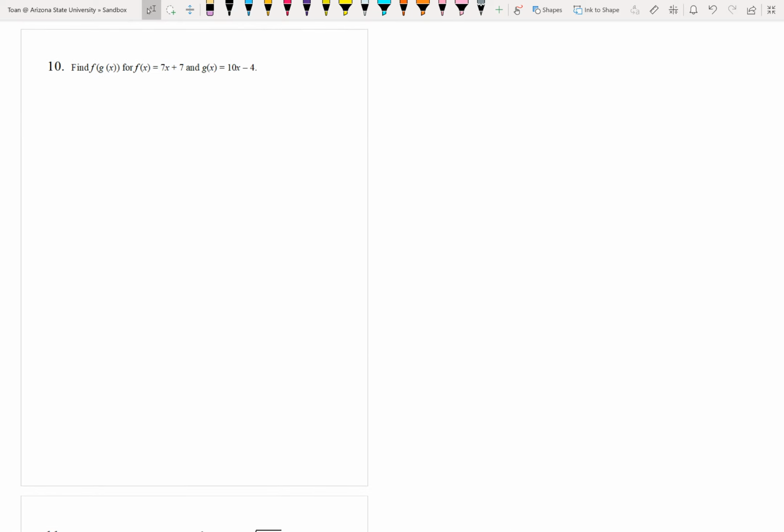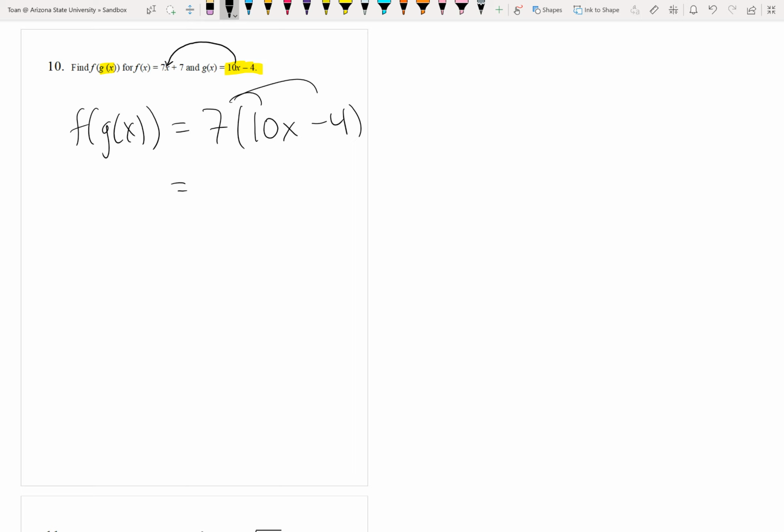Number 10, idea is function composition. So it's just substituting one function into the other. So for this particular question, notice how the g of x is inside the f. So what it says is whatever the g function is, you're going to plug it into the f function wherever you see an x. So for this question, f of g of x is simply 7. Instead of x, I'm going to substitute the g function. And then you just distribute and simplify. 70x minus 28. Not much more you need to do there.